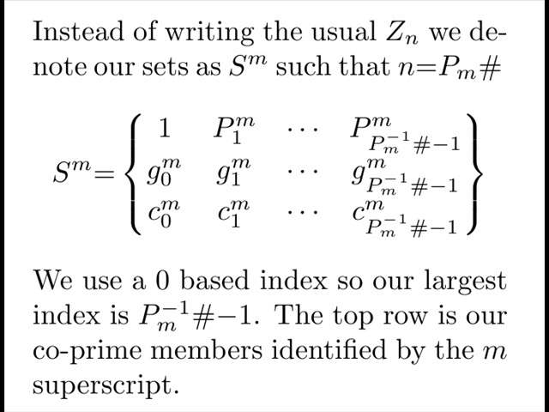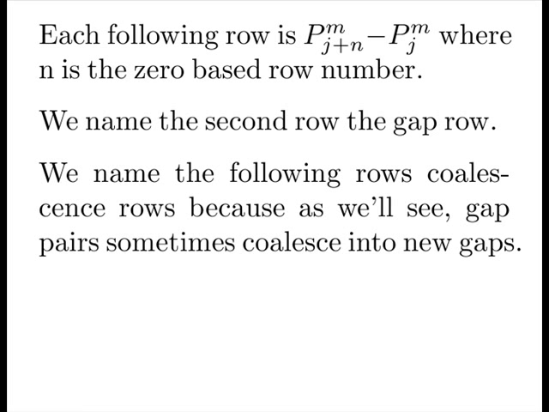We use zero-based index, so our largest index is our minor primorial minus 1, and the top row is our co-prime members identified by the M superscript without the minus sign. Each following row is the nth difference, where n tells us the row number. We name the second row the gap row for obvious reasons, and the following rows coalescence rows because, as we'll see, gap pairs, triples, etc., sometimes coalesce into new gaps and tuples, etc.